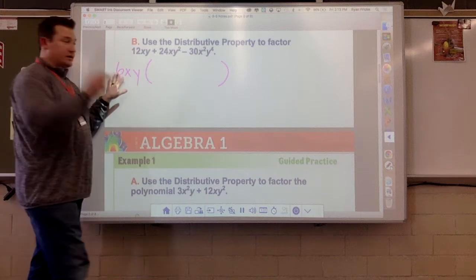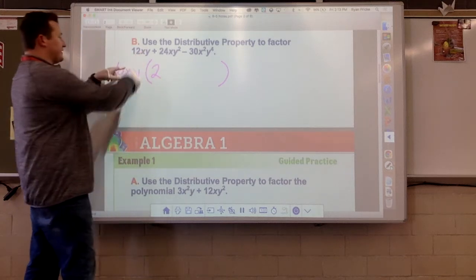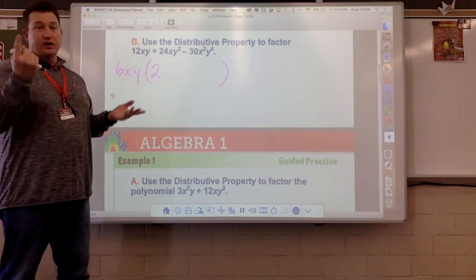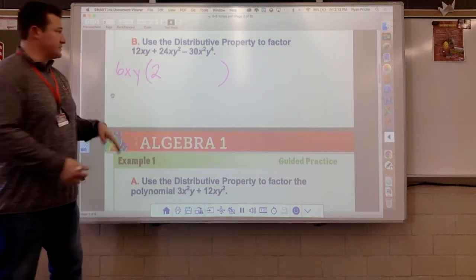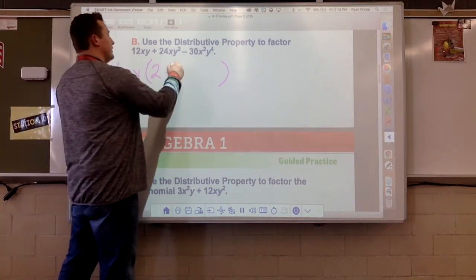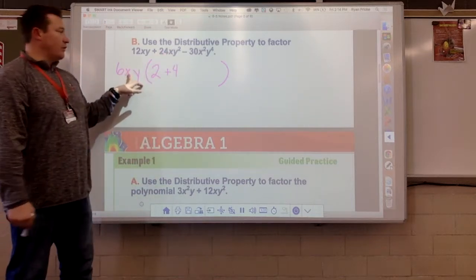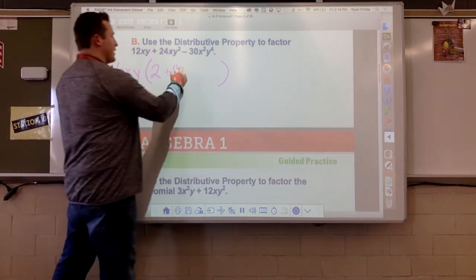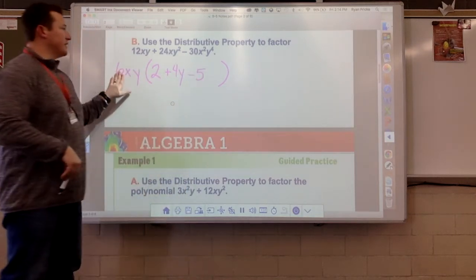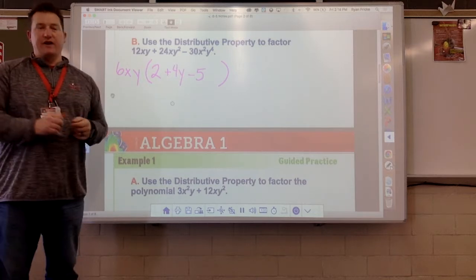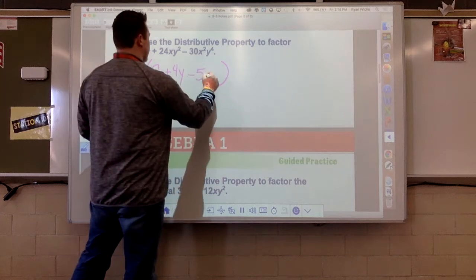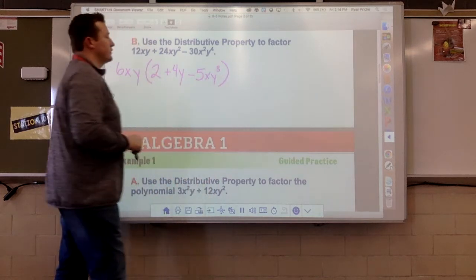12 divided by 6 is 2. And then again, x divided by x, y divided by y, that all goes away if you think about it. It turns to 1, which multiplied by the 2 just stays the 2. 24 divided by 6 is 4. Again, my x's go away. Y squared divided by y, just y. 30 divided by 6 is 5. What are we going to have for variables here? Again, keep the base, subtract the powers. This is going to be x y cubed.